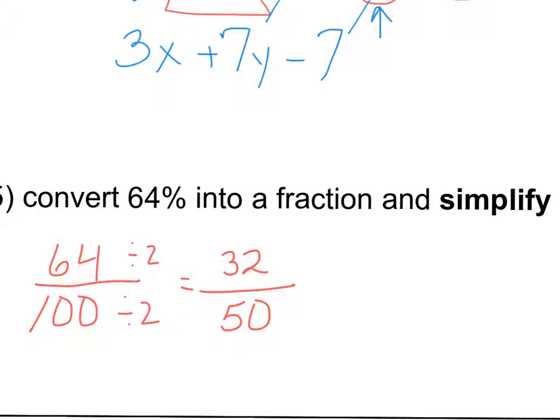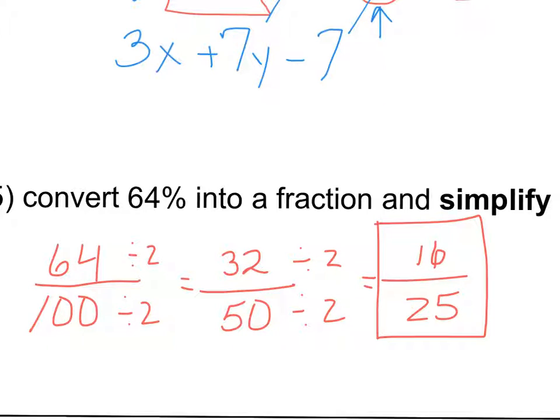And you can. Remember, I just said if they were both even numbers, you can divide them by 2. So I'm going to divide 32 in half, and I'm also going to divide 50 in half, which is going to give me 16 over 25. And that is going to be your final answer. You can't simplify 16 over 25.